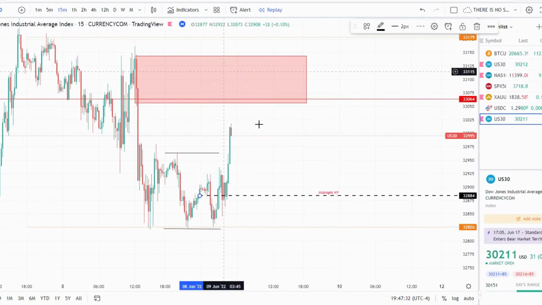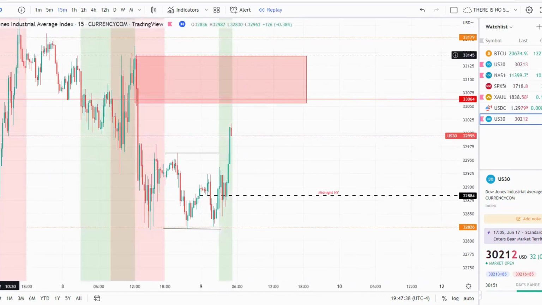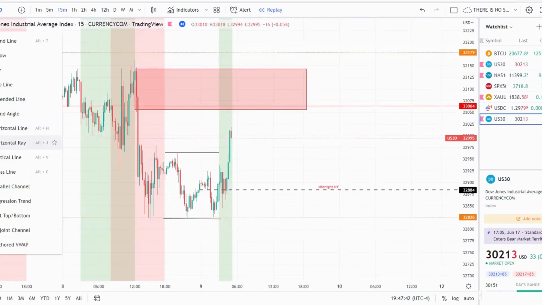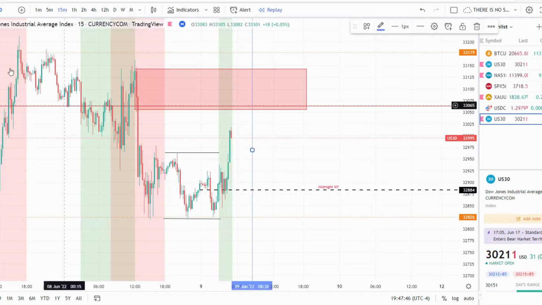Plus, guys, we've been taking out some buy side liquidity here, right? And we're headed into New York session, right? We're still in London session. We're headed into New York session, right? We also want to pay attention to that 8:30 and that 9:30.